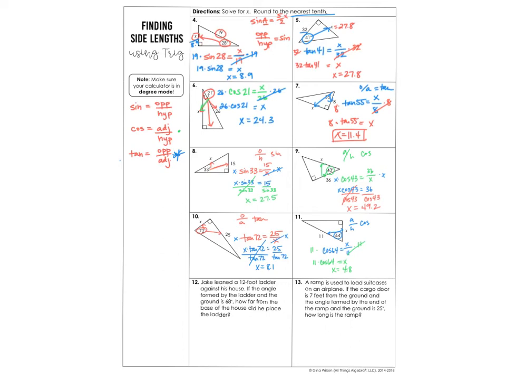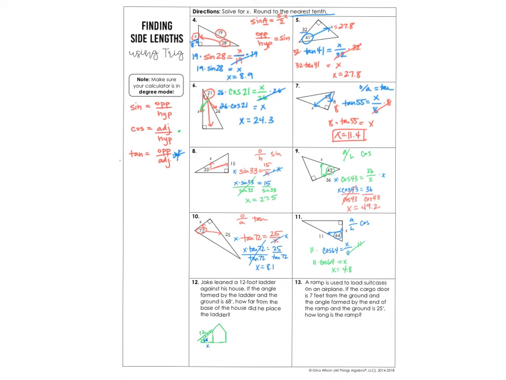Okay, so let's look at two word problems. Jake leaned a 12-foot ladder against his house. All right, so let's draw us a little house. All right, and he leaned a ladder that's 12 feet against it. If the angle formed by the ladder and the ground, okay, so here's the ground, and the angle formed by the ladder and the ground is 68 degrees, how far from the base of the house did he place the ladder? So we're looking for x here.